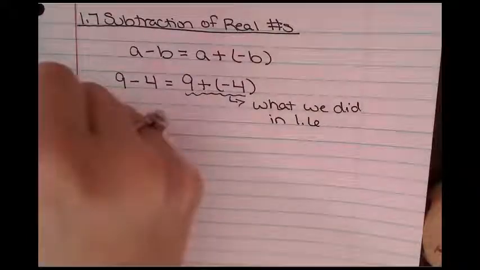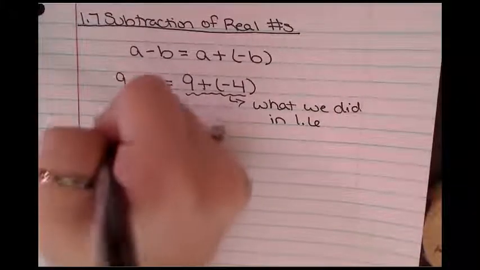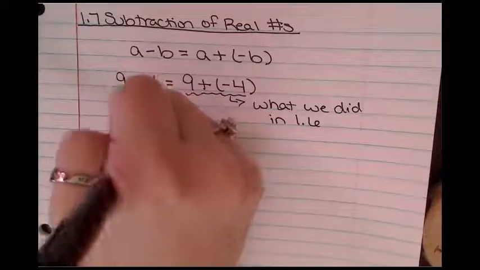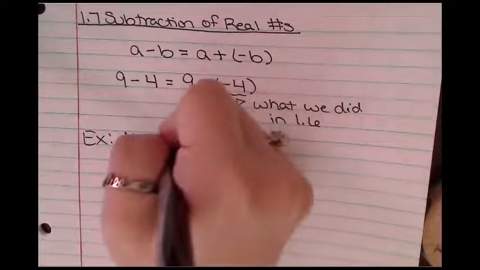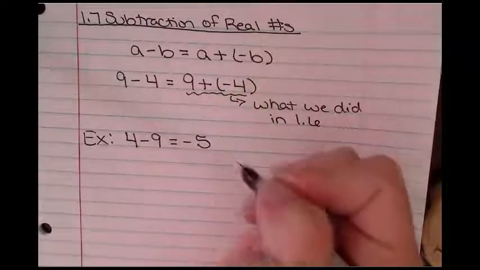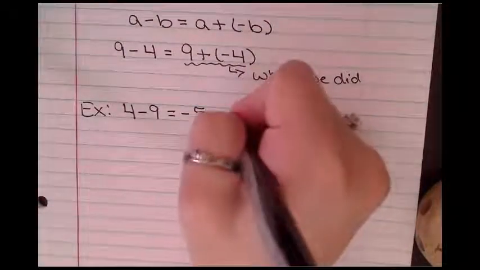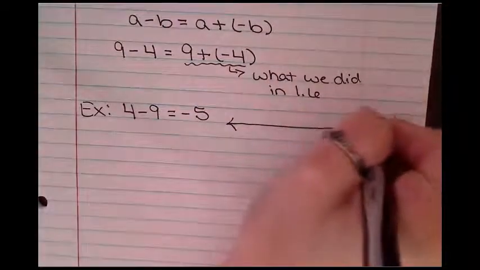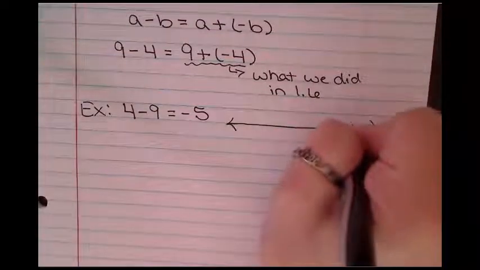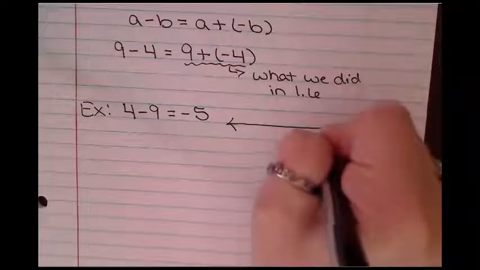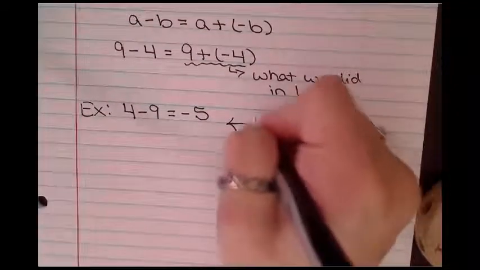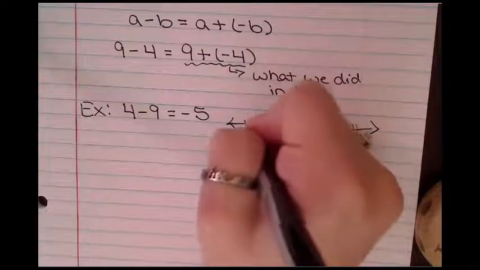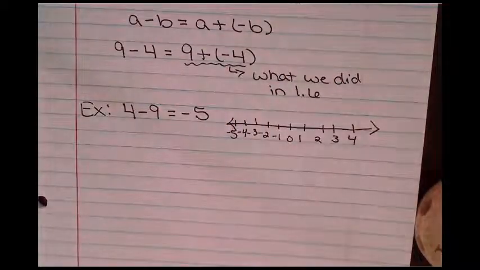So let's do an example. We have 4 minus 9. Now if you just work through that in your head or with your calculator, you're going to get negative 5. If you wanted to do this with a number line, we can certainly do that. We do 4, 3, 2, 1, 0, negative 1. Sorry, my number line's getting smushed. I didn't make it big enough. Okay, that's enough for us.